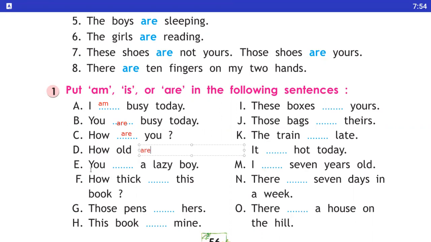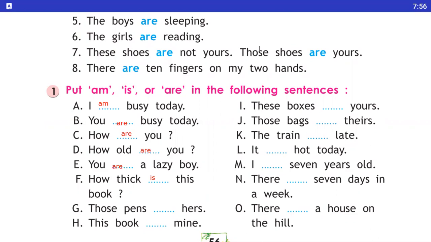Okay. You, मैंने क्या बताया आपको, always use are with you. Okay. You are, A R E. You are a lazy boy. Okay. How thick is this book? So what we write here, is. Why we write is here? Because this. We use always is with this, क्योंकि book is single.